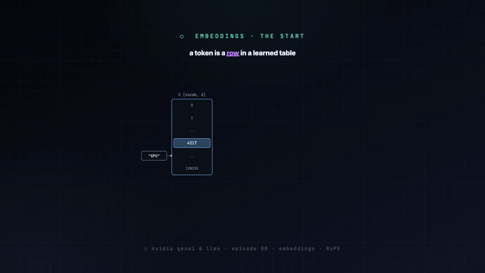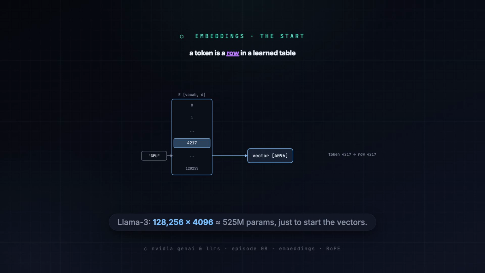There's a huge table, one row for every token in the vocabulary, each row a learned vector. Token 4217 just grabs row 4217. That's the embedding. For Llama 3, that table is 128,000 rows wide and 4,000 deep, over 500 million parameters just to start the vectors off.